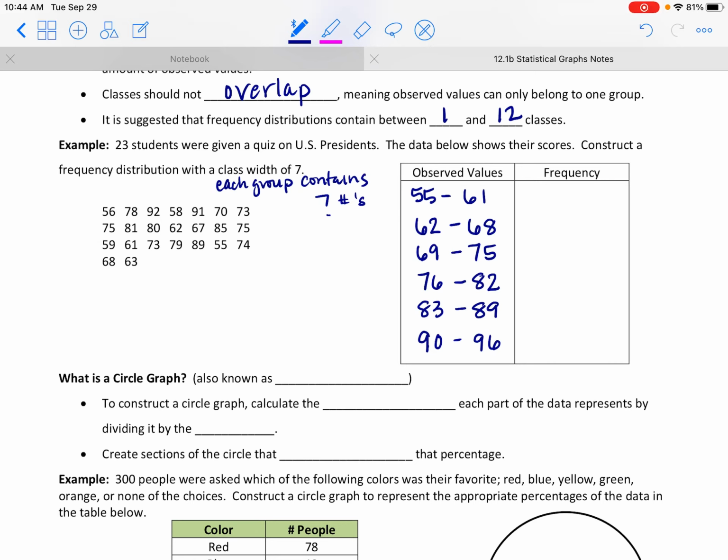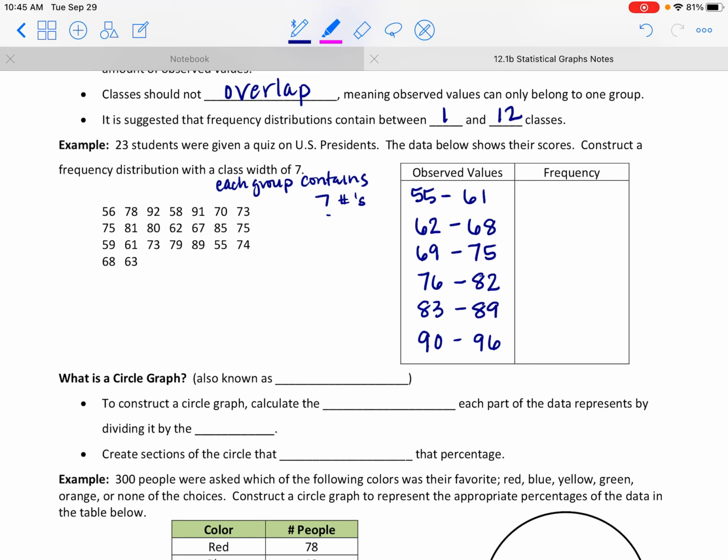Okay, so now we have our classes established. We have our groups that we're going to put these quiz scores into. Each of them has the same width, and each class has 7 different observed values in it. So now we just have to figure out the frequency, that is, how many quiz scores are in each of these groups or classes. I'm going to use my highlighter now.